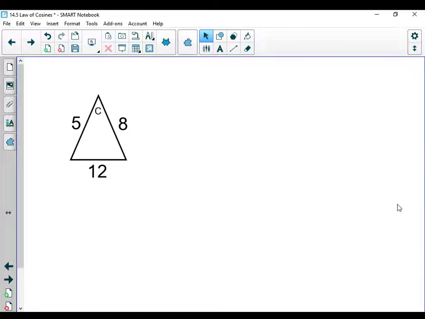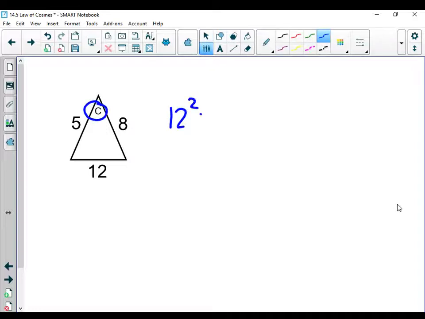Okay, so this is where algebra comes in a little bit more to play. We have all sides, and we need to solve for an angle, which eventually we're going to do the inverse of from what we learned yesterday. So let's go ahead and set this up. If I'm interested in C, 12 needs to be on the outside of the equal sign. So let's fill in the rest.